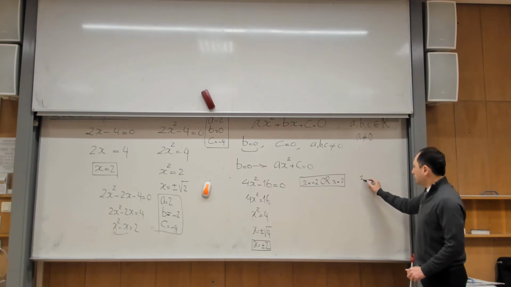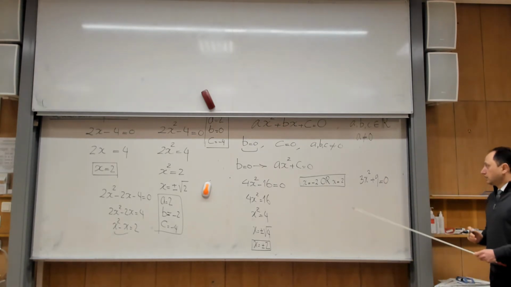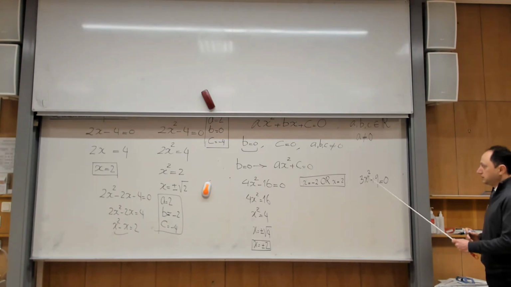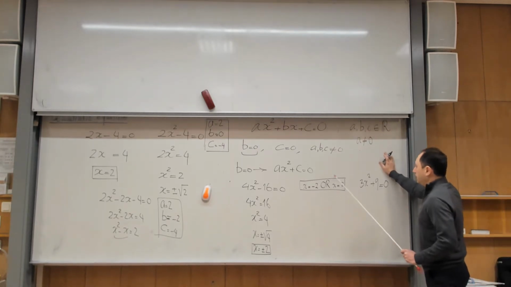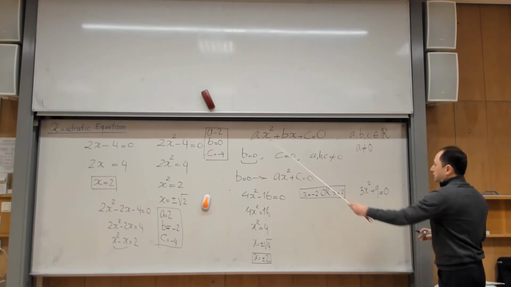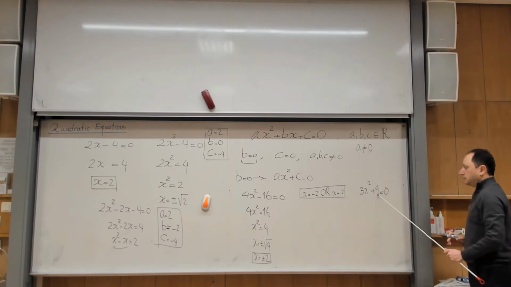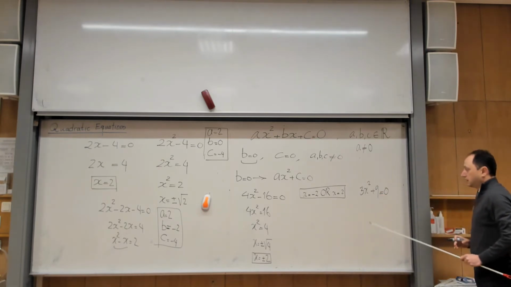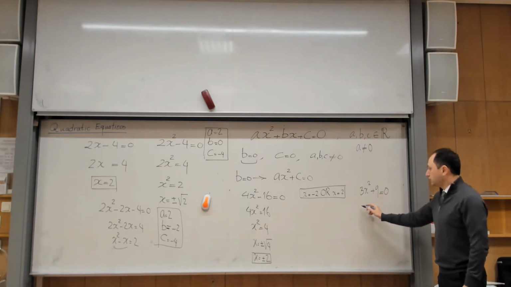For example, I have 3x squared plus 9 equals 0. If I want to solve this, what should I do? Here, it's a quadratic equation. Why? Because the power of x that appears is 2. And if I ask you what is the value of a, the value of a is the coefficient of x squared, which is 3. The value of b, the coefficient of x, is absent here, so it is 0. And then the constant term c is positive 9. If I want to solve this, I have to do the same method. I want to make x squared alone.